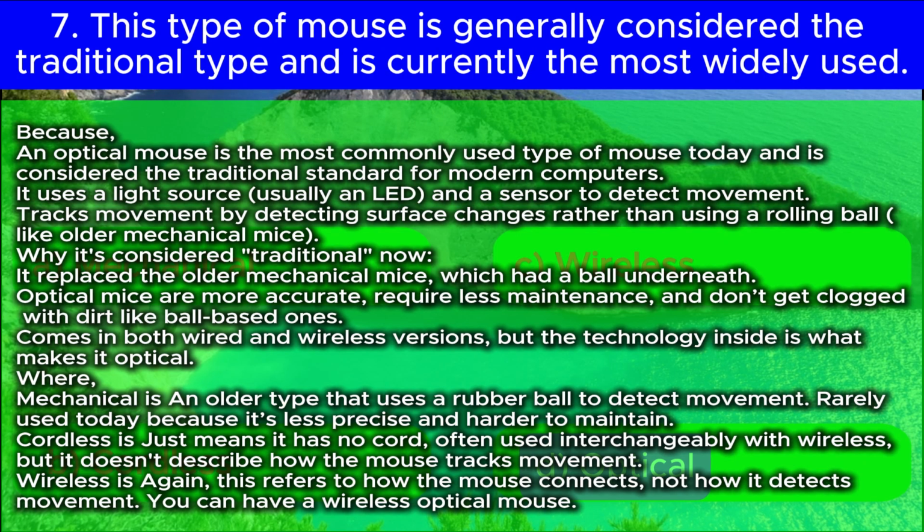Whereas mechanical is an older type that uses a rubber ball to detect movement. It is rarely used today because it's less precise and harder to maintain. Cordless just means it has no cord, often used interchangeably with wireless, but it doesn't describe how the mouse tracks movement. Wireless, again, refers to how the mouse connects, not how it detects movement. You can have a wireless optical mouse.